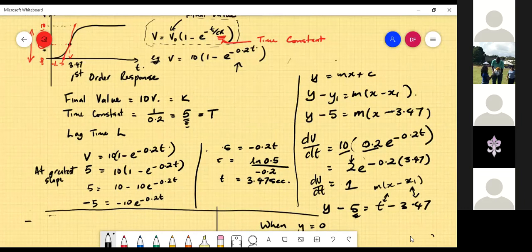Alright, 10 e to the minus 2. Carry this down: 10 to positive 2 e to the minus 2t. T is that. So the gradient is that. 2 times a half, the gradient is 1. Y minus that.